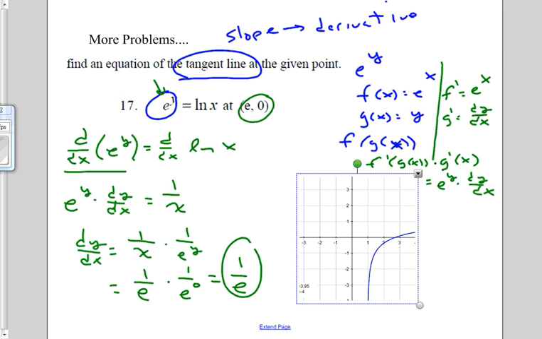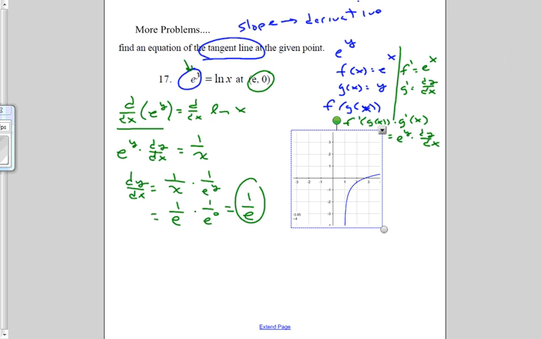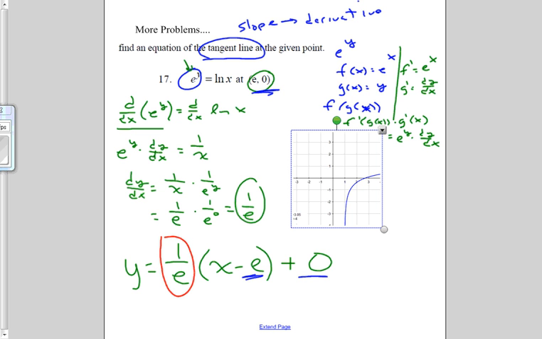That's our slope, and we want to find the tangent line, so y equals our slope times x minus e plus our y value, 0. These points come from here. So we could simplify that, and we get y equals 1 over e times x minus 1. Now, does that make sense?